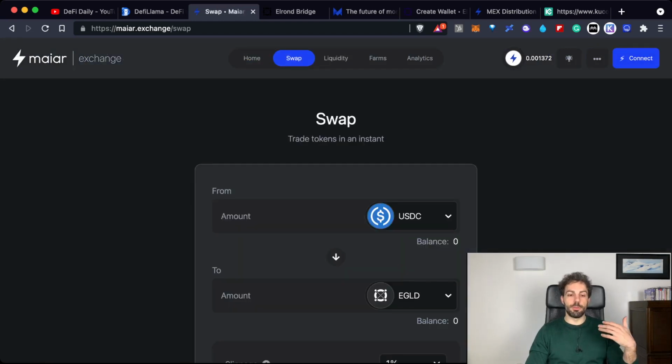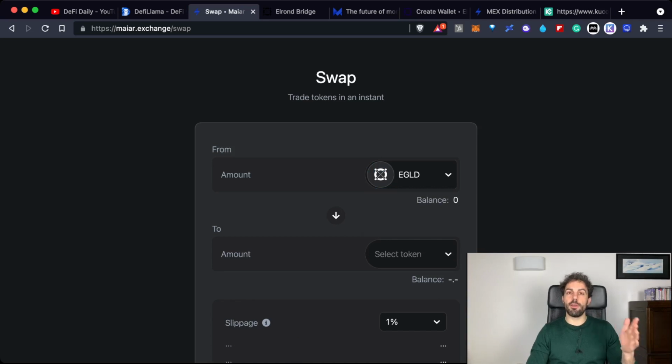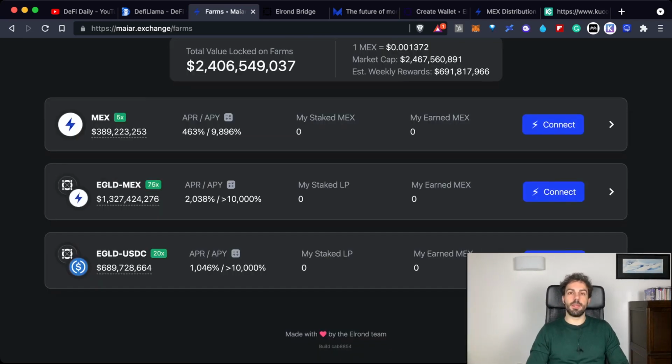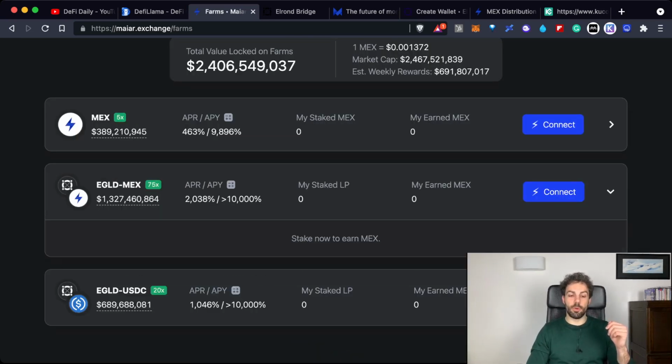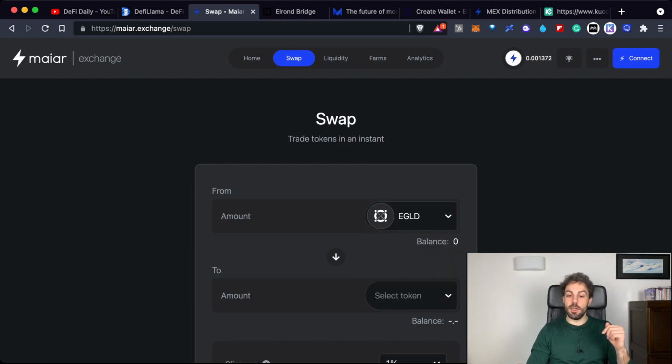The first feature that is offered by the MAIAR Exchange is the swapping feature, and this is really important because it will allow you to exchange, for example, your Elrond coin for the other coins or tokens that you need in order to start farming. Let's say that we want to farm this pool here, we will need 50% in Elrond coin plus 50% in MEX tokens. So let's go back here, just select Elrond coins and select half of the amount that you have in your wallet. Remember that you always have to save at least a minimum part of your Elrond coins in your wallet in order to pay for the transaction fees.